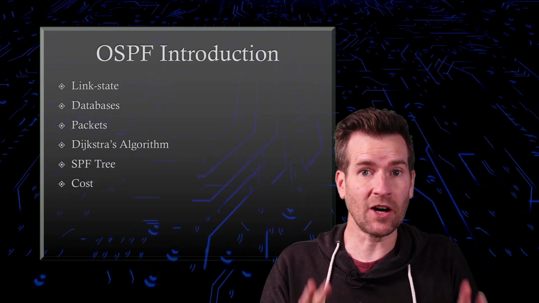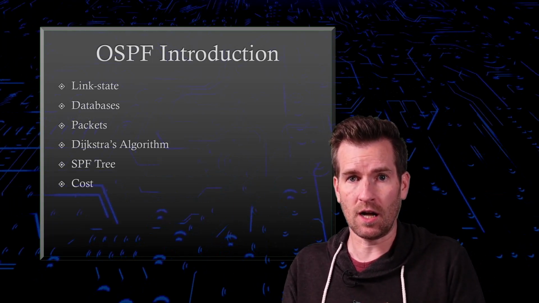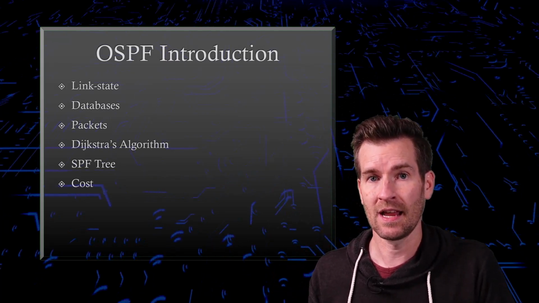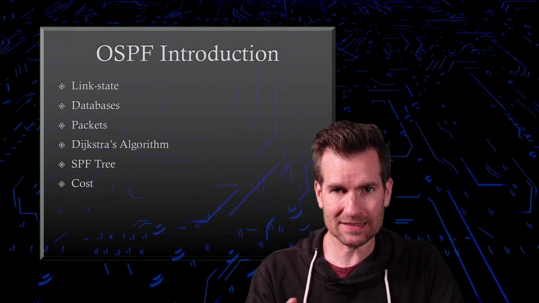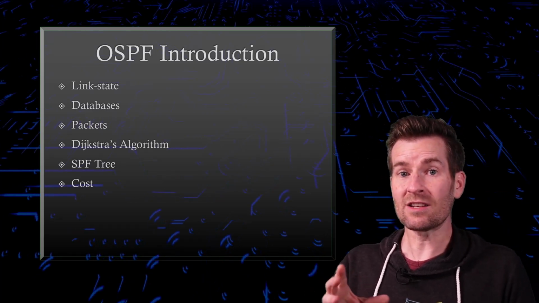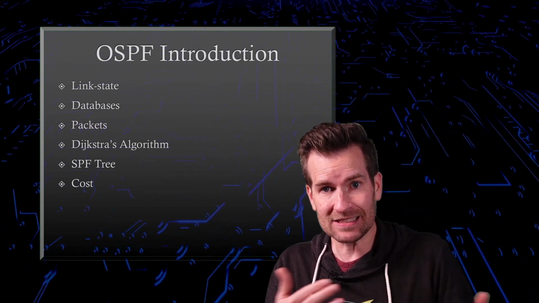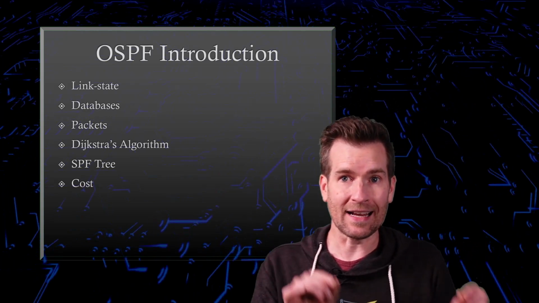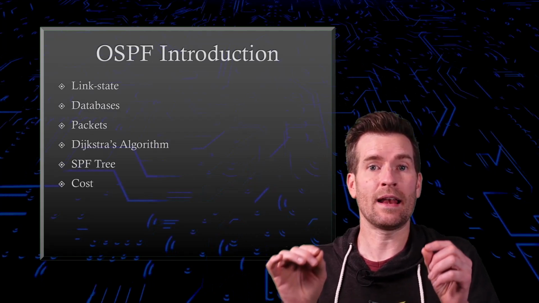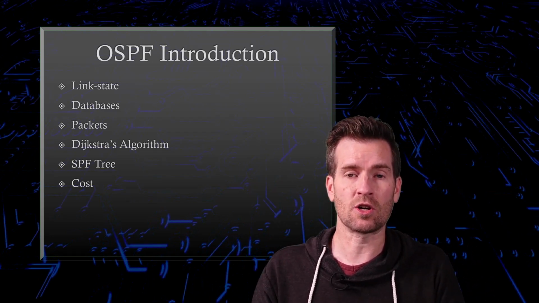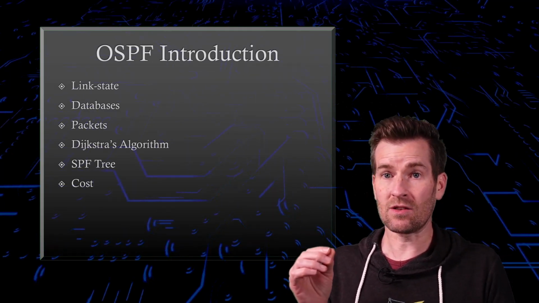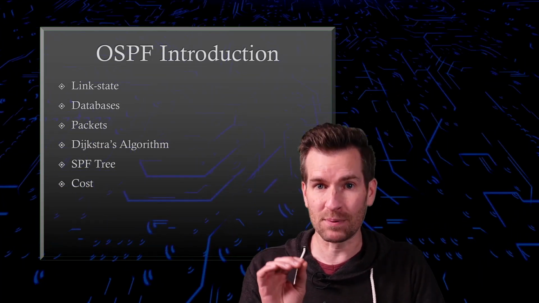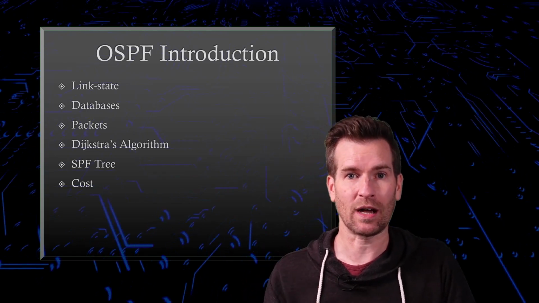In this video we'll start out by talking about link state protocols and recalling some of the information we already learned with link state protocols. Then we're going to get into the databases with OSPF. We'll get into packets and the messages that are sent back and forth between the two routers. We're going to get into Dijkstra's algorithm, which is what OSPF uses to determine the shortest path. And then we'll get into the SPF tree, and we'll wrap it up by talking briefly about cost and what cost is.